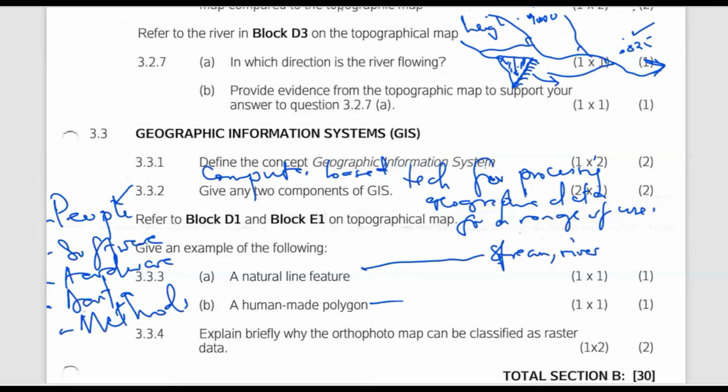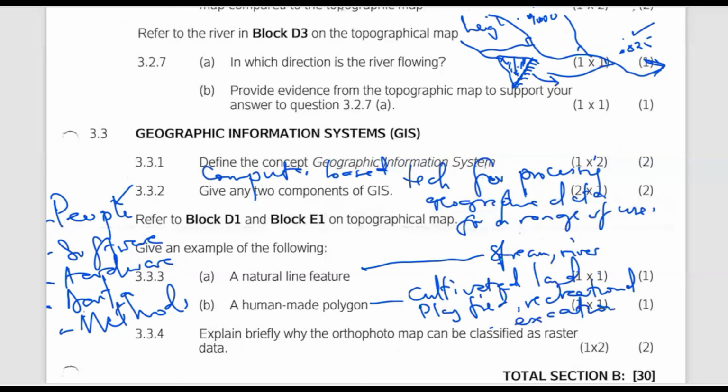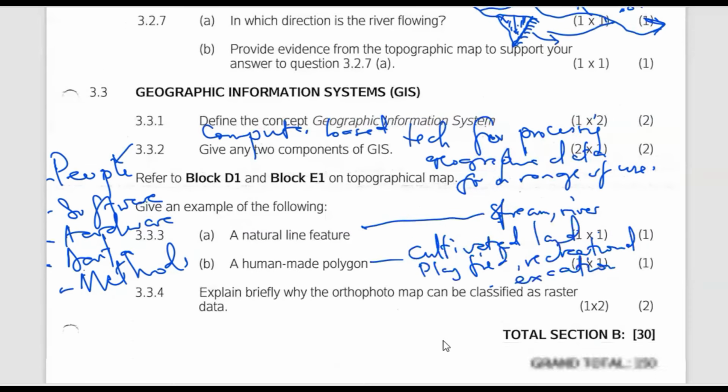Then you can also find out that you want a human-made polygon. A polygon feature is an area feature. It can be maybe cultivated land or cultivation. Or it can be, for example, a play field or a recreational ground or an excavation. It depends with the map. You check on the map, but those are some of the examples of human-made polygon features. Right. Then we go to the last one.